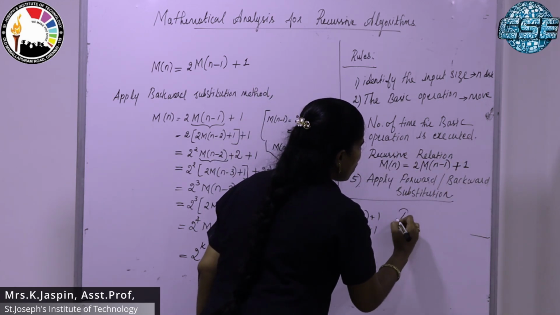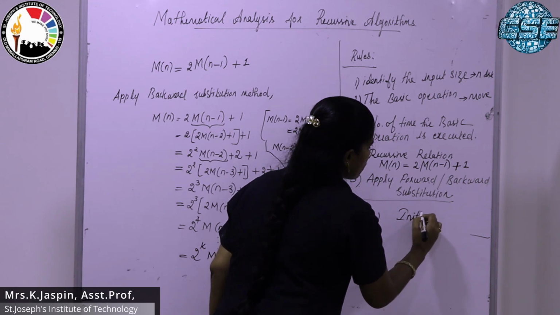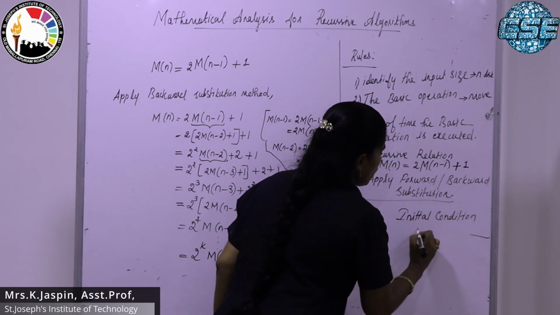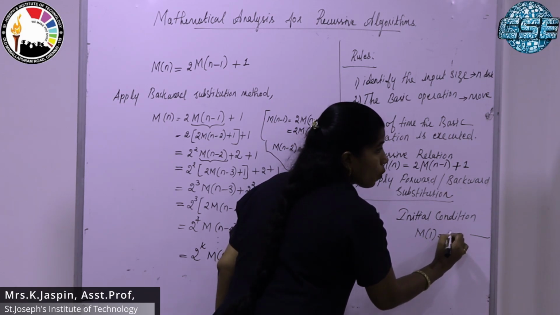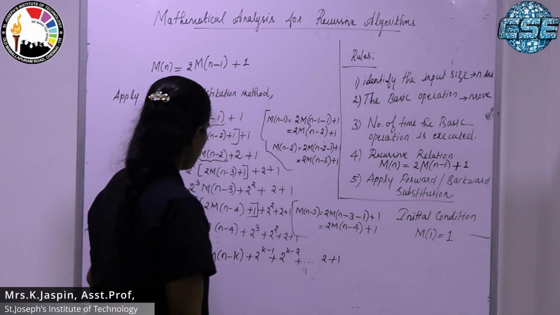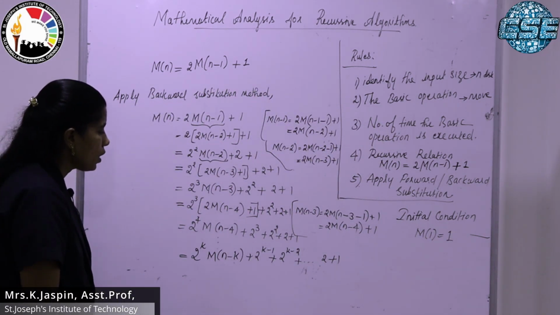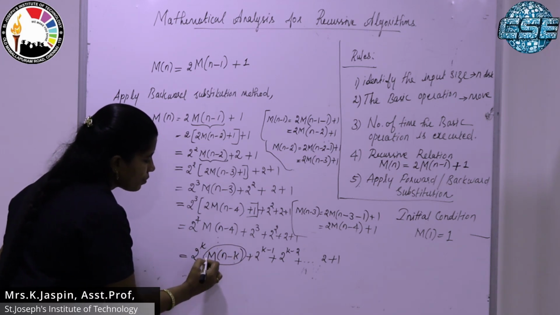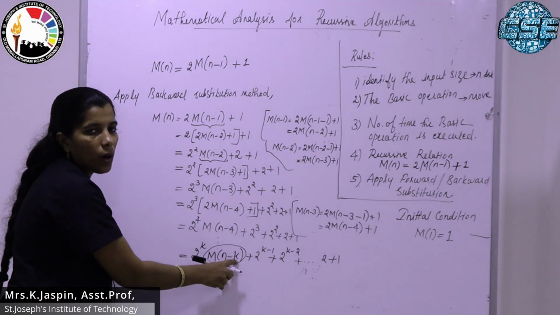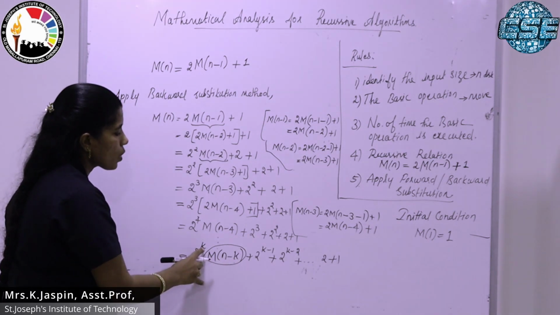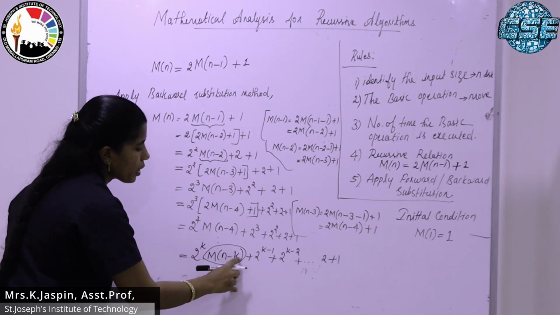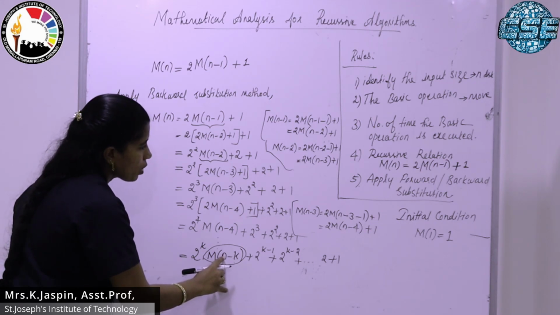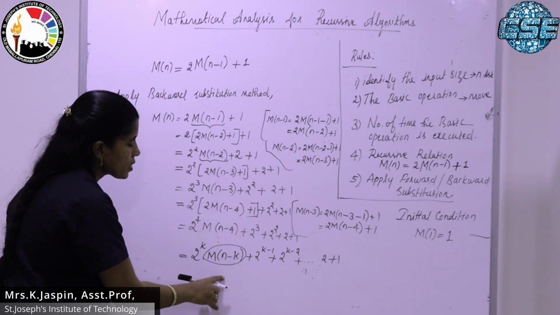So the initial condition is m of 1 is equal to 1. M of 1 is equal to 1. So I need to bring this term as 1. So instead of k value I need to substitute n minus 1. If I am substituting n minus 1, you will be getting m of 1 here. I can easily replace it by 1.